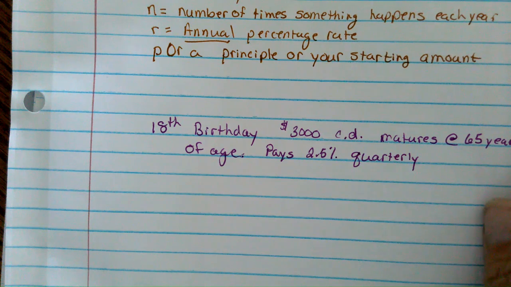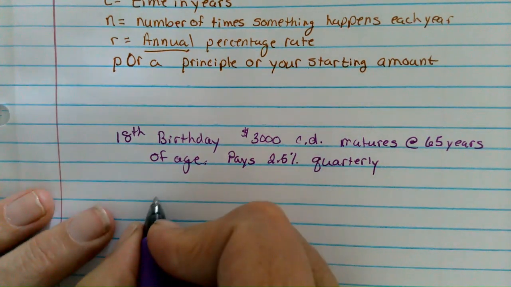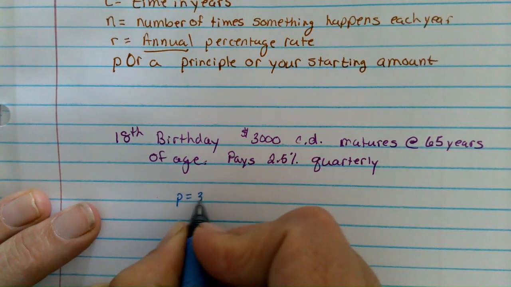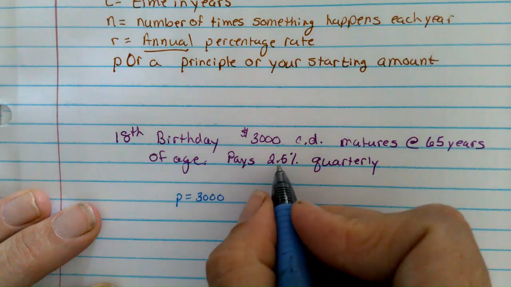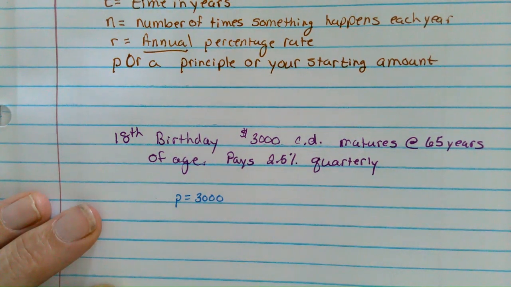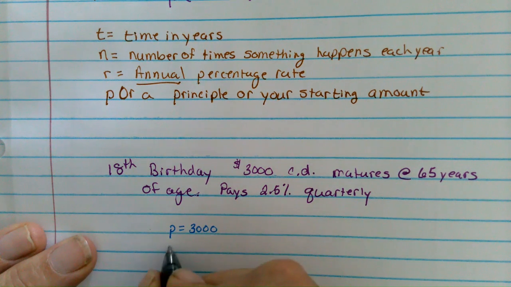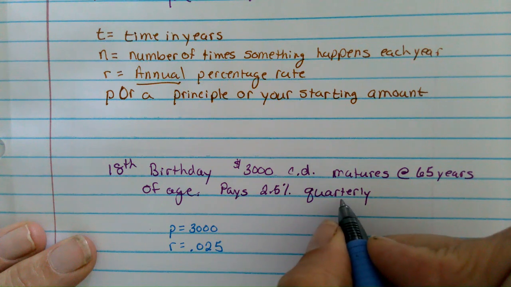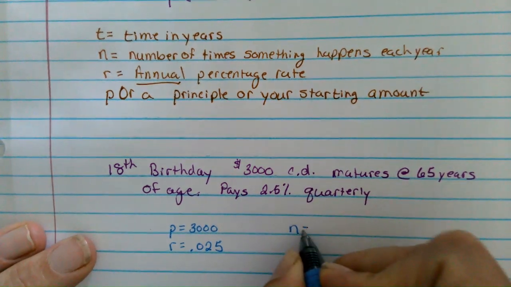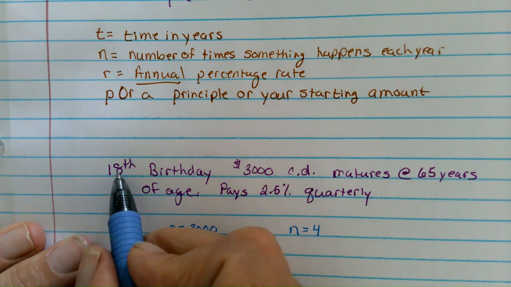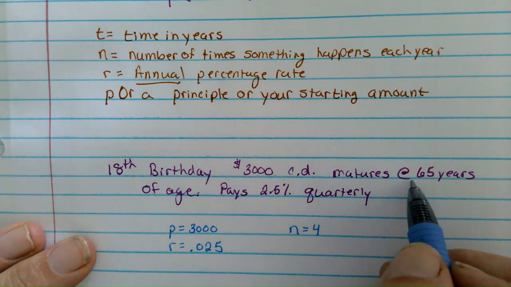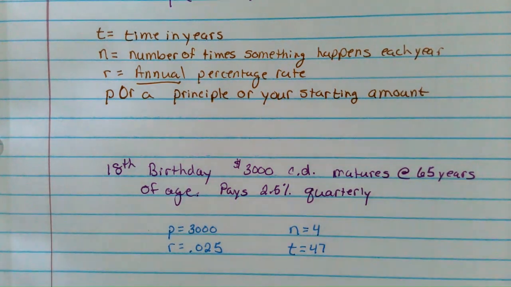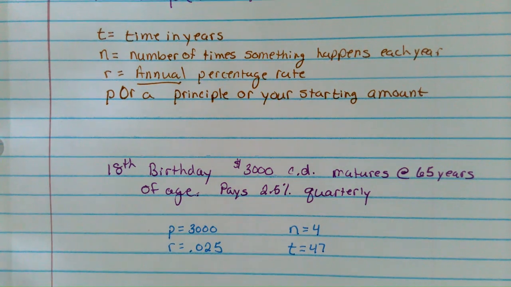Okay, so what does all that mean? It means our principal was $3,000 because that's how much we were given initially. Our annual rate, but anytime you go into formulas, you've got to get rid of the percent sign. So R is going to be 0.025. Quarterly means something's going to happen 4 times a year, so N is going to be 4. And if it starts on your 18th birthday and you can get the money out at 65 years, that means 47 years are going to go by between your 18th birthday and when you can actually get this money.